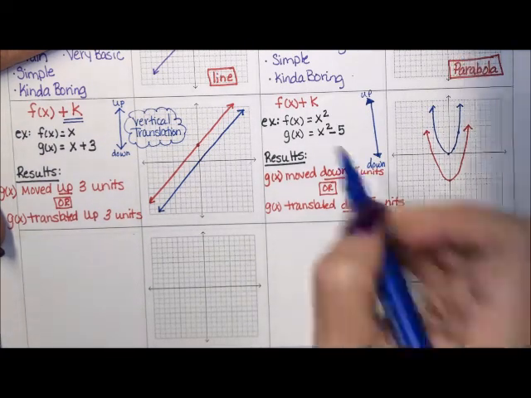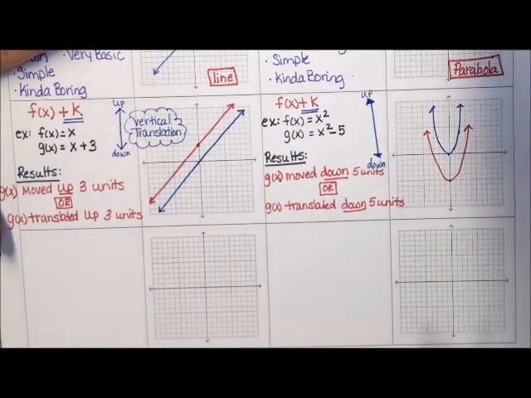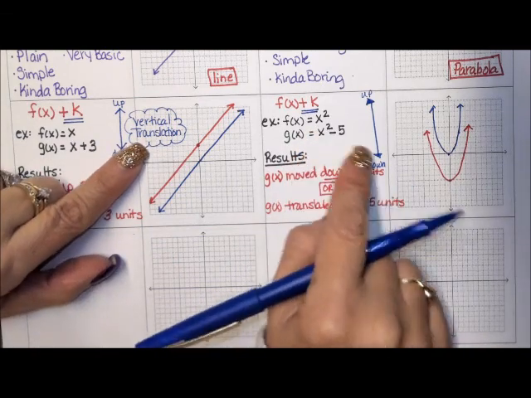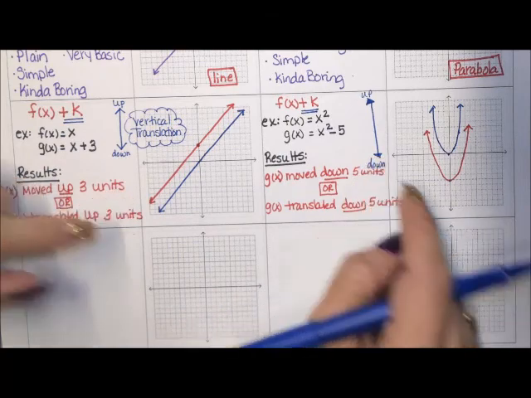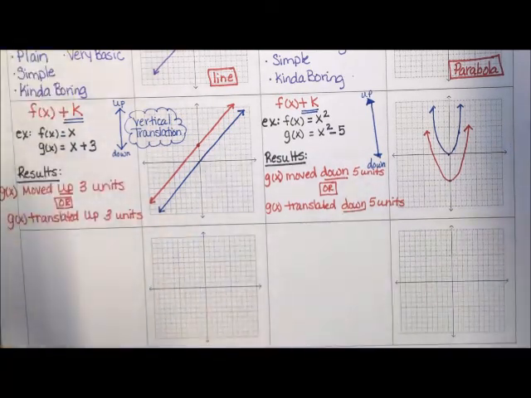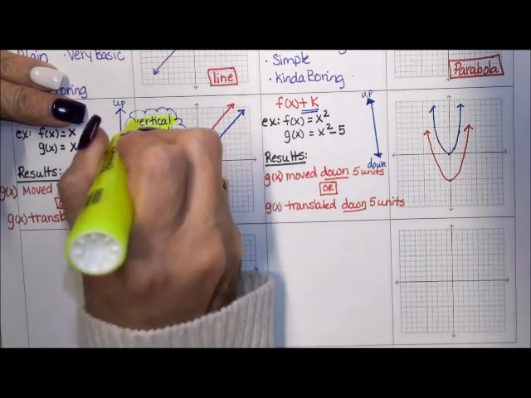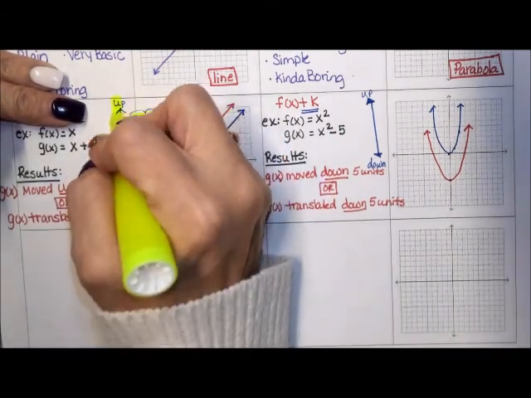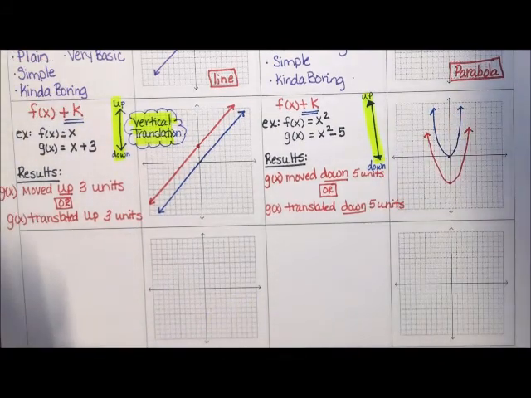So again, whenever I add something on the end, either a minus 5 or a plus 3, when I put something on the end, that just moves it up or down. It's a vertical translation. Okay, and I'm going to even write that here. I'm going to highlight that. Vertical translation, up and down, up and down. Vertical means up and down.